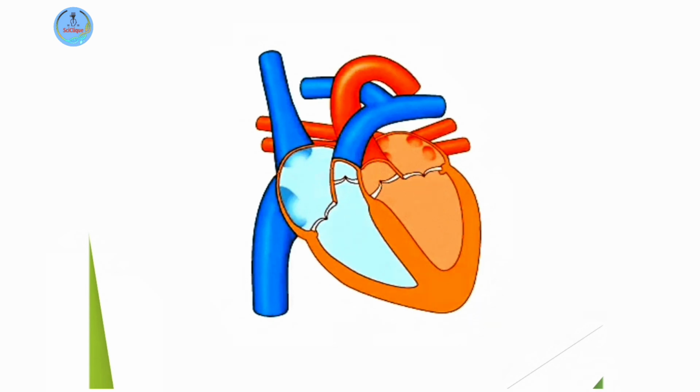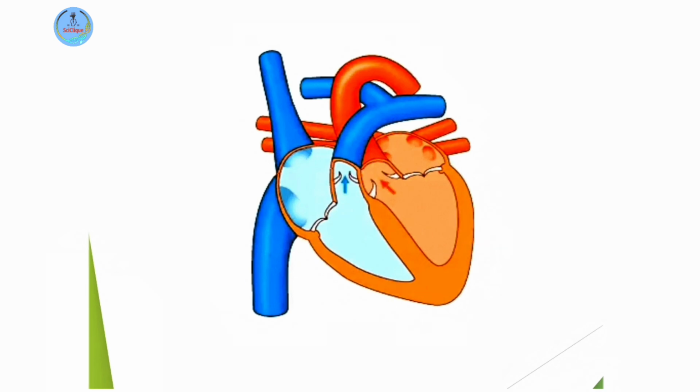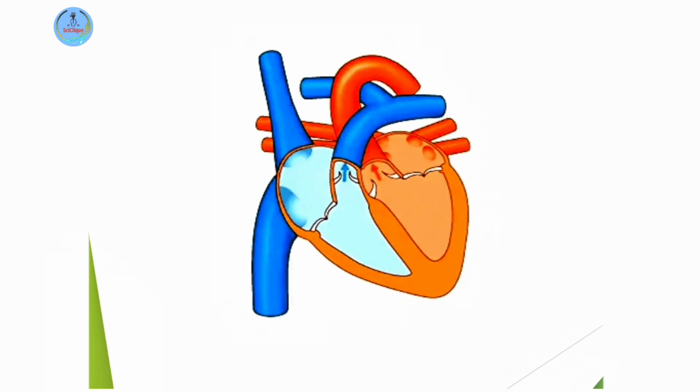Now the other type of valves are the semilunar valves. These are found at the base of the arteries, at the base of the pulmonary artery and the aorta. So essentially what these do is they prevent the backflow of blood into the ventricles when the ventricles relax.